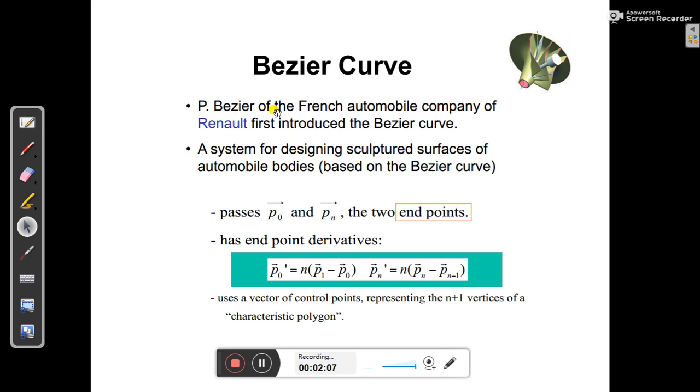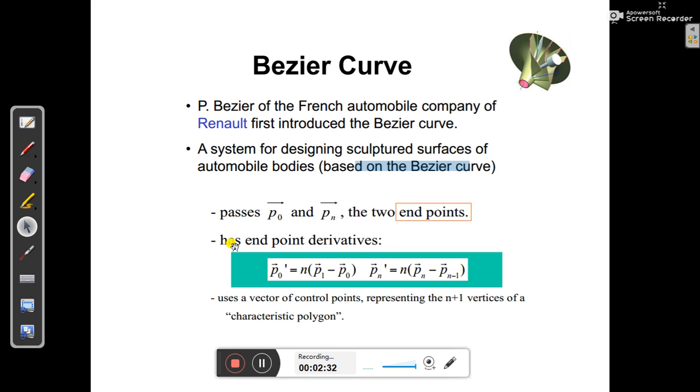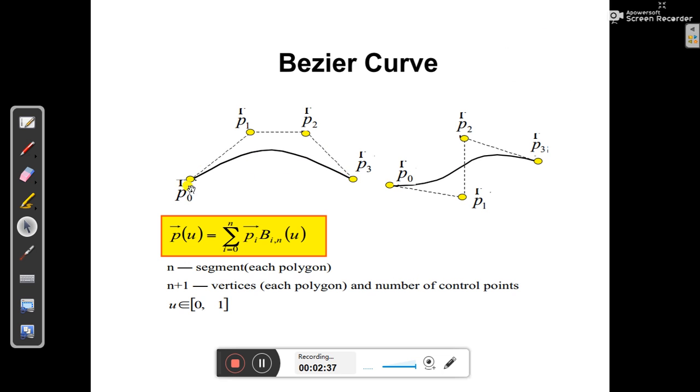So Bezier curve, P. Bezier, of the French automobile company Renault, first introduced this Bezier curve. So a system for designing sculptured surfaces of automobile bodies based on the Bezier curve, which passes through P0 and Pn, two endpoints. There are two endpoints, P0 and it is named as Pn, but here you can see P0 and P3. These are two endpoints. It has endpoint derivatives. So it might be P0 and P1 also, P1 and P2 also, P2 and P3 also.